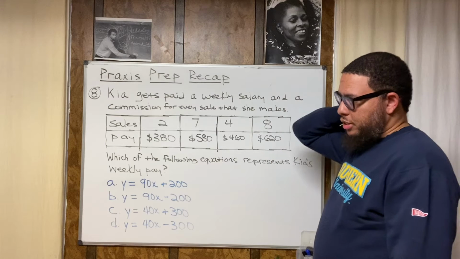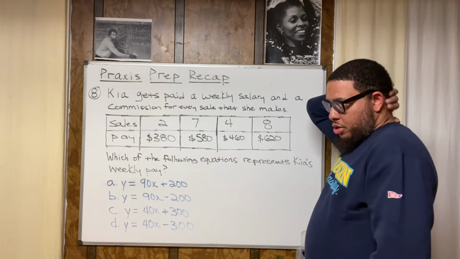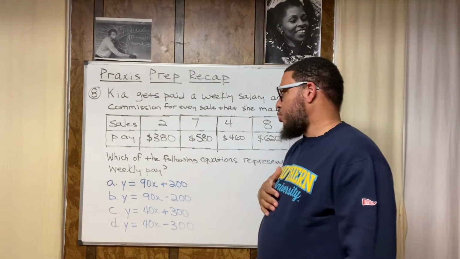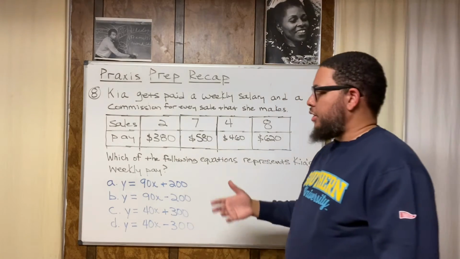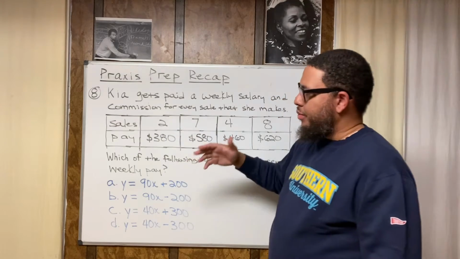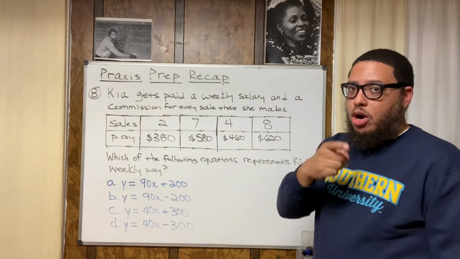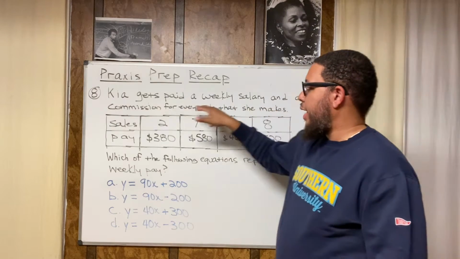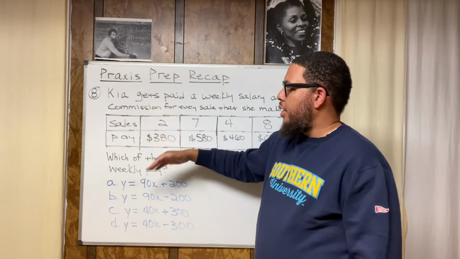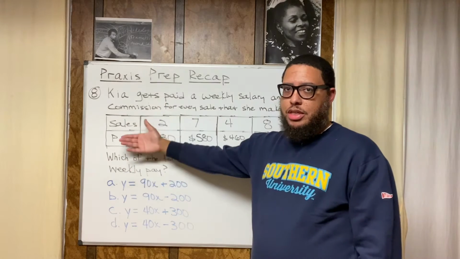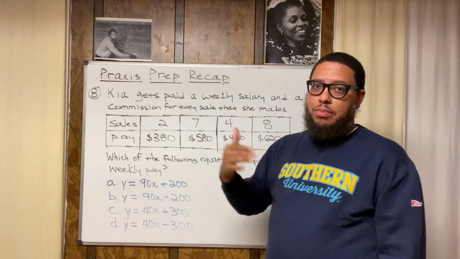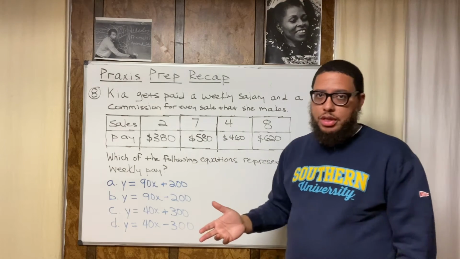Now you might be thinking to yourself, why don't we just divide 380 by 2, and then we get 190, and that means she's getting 190 per sale. Well, I like what you're thinking, but you have to consider that she gets a salary and she gets a commission, right? Commission is what you get paid for your sales only. Commission is tied to your sales. Salary is something you're going to get paid regardless, even if you don't make any sales, right?